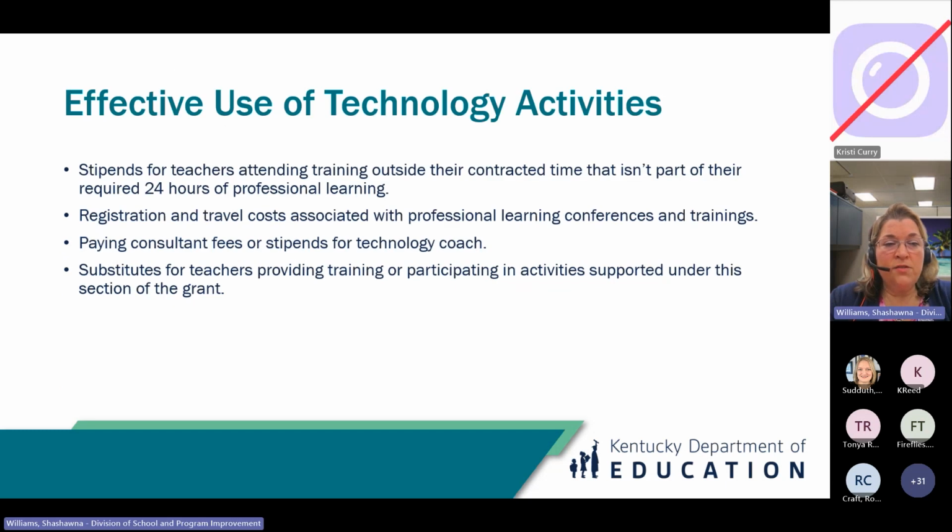And then effective use of technology activities can be stipends for teachers attending training outside of their contracted time that isn't part of their required 24 hours of professional learning. Registration and travel costs associated with professional learning conferences and trainings, paying consultant fees for stipends for a technology coach, and substitutes for teachers providing training or participating in activities supported under this section of the grant.